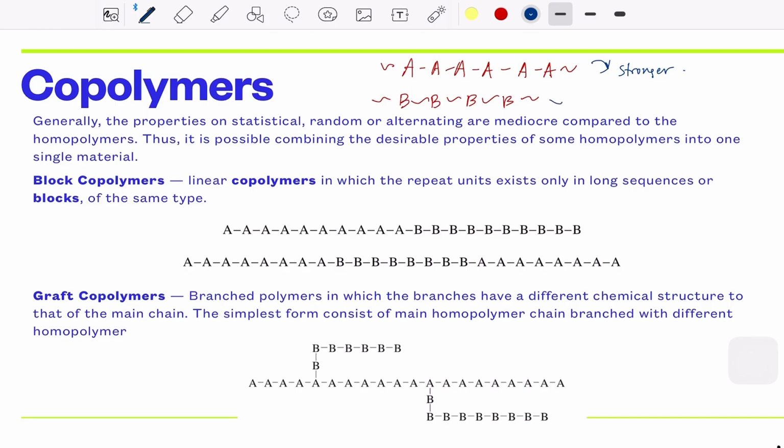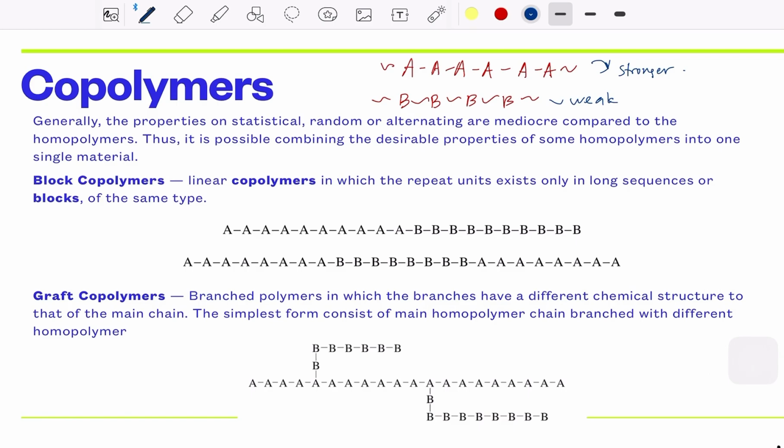That may be considered not as strong as A. If you combine these two, like maybe B, and randomly, maybe that polymer is not as strong as the homopolymer A, right? So that's why we need to have something else. How can we combine these two without reducing the A property? And maybe we can improve B.